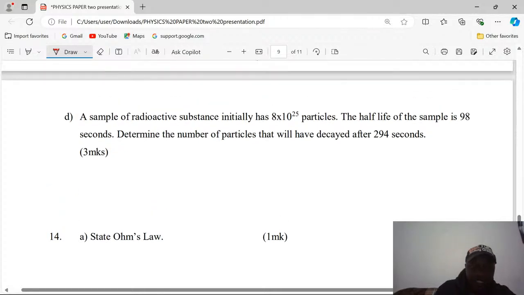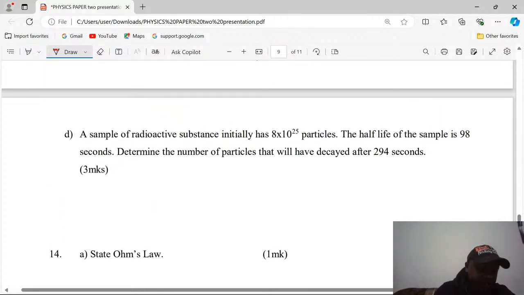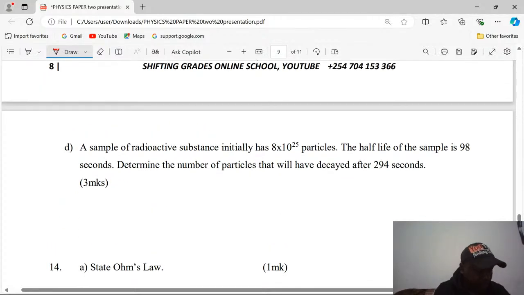We can look at part D. Good work, teacher. St. Patrick's High. Wonderful.